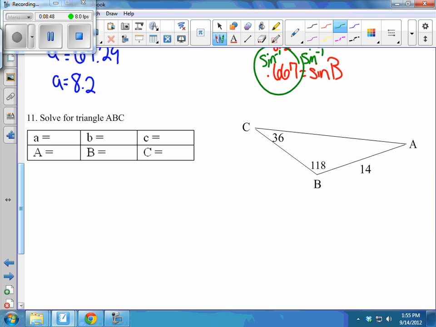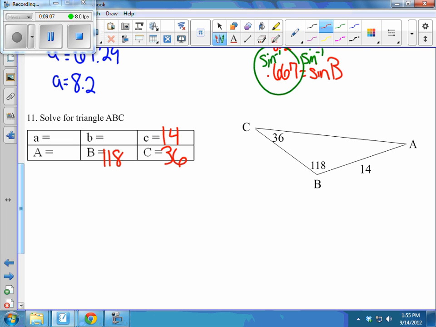Number 11, I'm going to take my picture and fill in the right information, so I know big B, I know big C, and I know little c. 14 is opposite of big C. So I have cousins, that's law of sines.